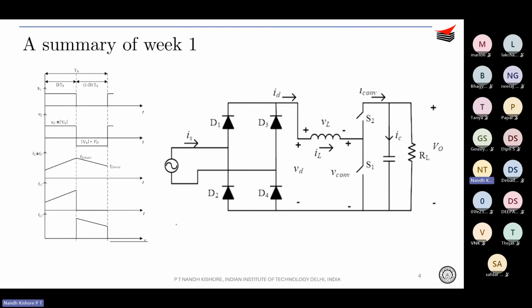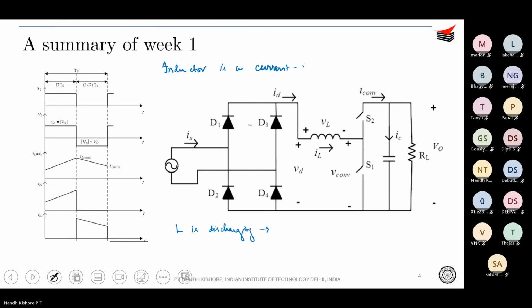When S1 is off, basically your L is discharging now, correct? So when your L is discharging, again, remember that inductor is a current stiff element, correct? Inductor is a current stiff element, which means that it cannot change its current direction abruptly. Okay. So some thumb rules again. Inductor is a current stiff element, which means IL direction remains same. IL direction cannot change its polarity abruptly. So IL direction remains same.